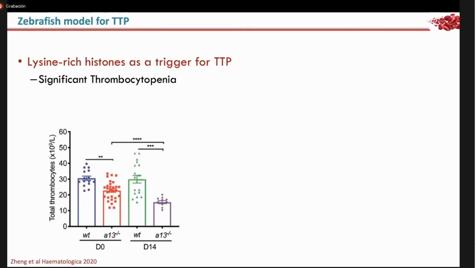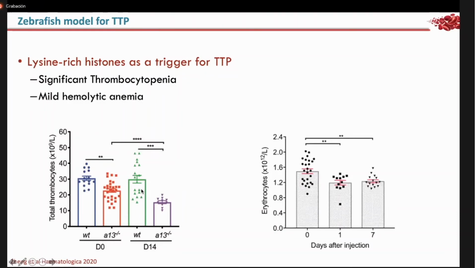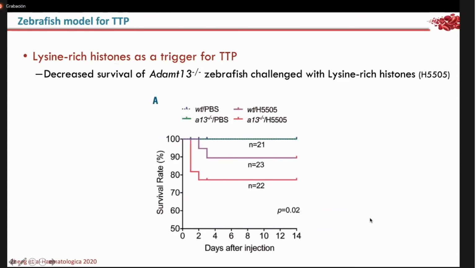And indeed, when they treated the zebrafish with these histones, they saw a more profound thrombocytopenia in the knockout zebrafish, here depicted at day 14, compared to wild-type zebrafish. Also, there was a mild hemolytic anemia. The figure here represents the difference in erythrocytes in knockout zebrafish at day 0, 1, and 7. And there was a decreased survival.